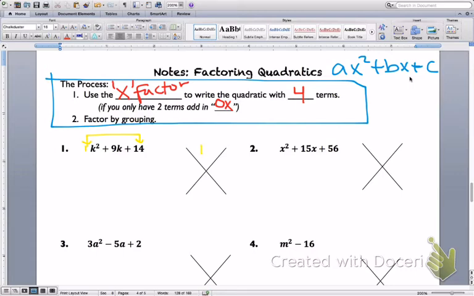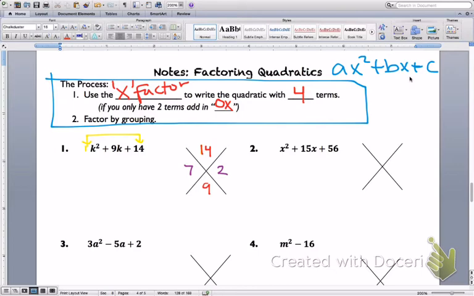Let's change the color on that. And the middle term goes at the bottom. Again, we did this last week. It's not too difficult. Ask ourselves, what are the 2 numbers that multiply to 14 and add up to 9? If you said 7 times 2, you are correct. So we're going to go ahead and erase that.